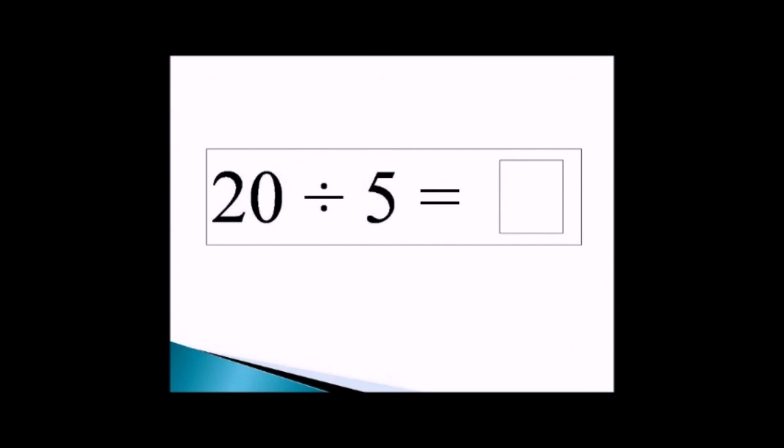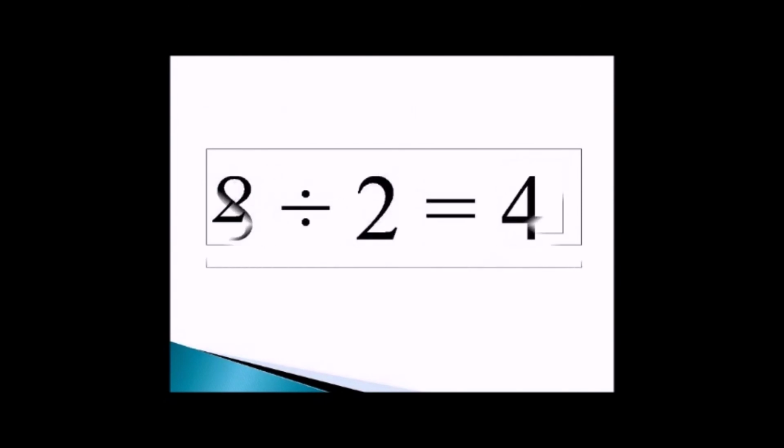Numbers getting bigger. 20 divided by 5. What's the answer? 20 divided by 5. This may take a while. If you're putting down 20 sticks or 20 circles, then you have to divide them in groups of 5. See how many groups you have.